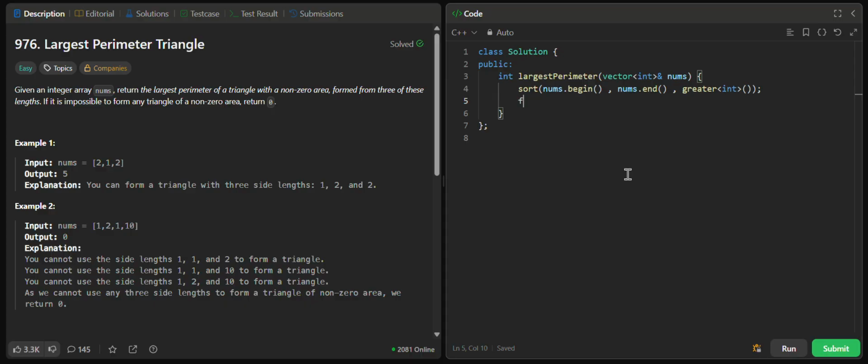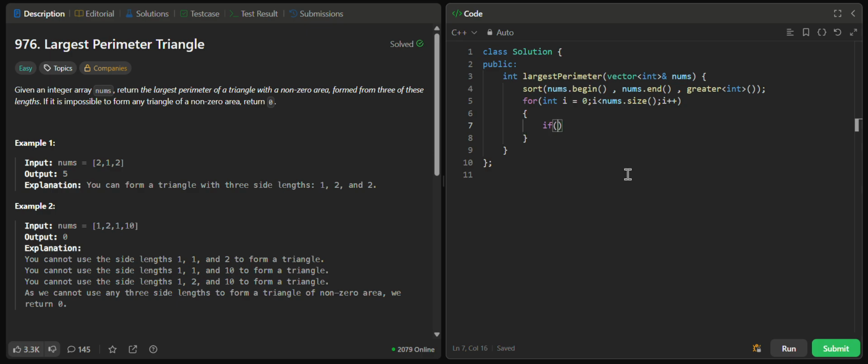I'm using a for loop, with i equal to 0, i less than nums.size. If nums of i, which is basically the biggest among all three because this is the first side, is less than nums of i plus 1 plus nums of i plus 2.